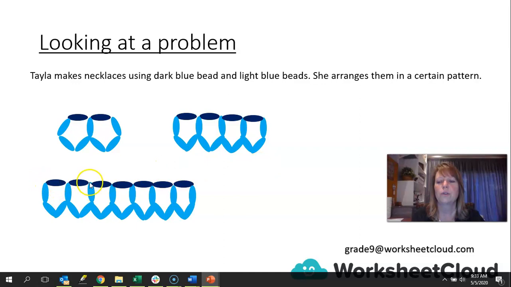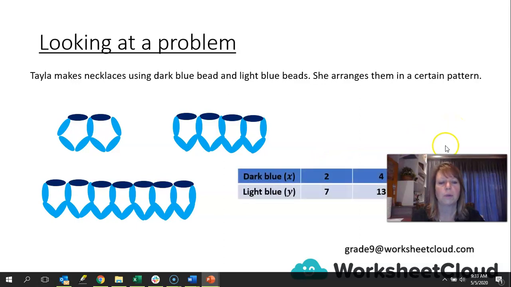Now we have 7 dark blue beads. How many light blue beads? We've got 22. So what we can do is put this information into a table.